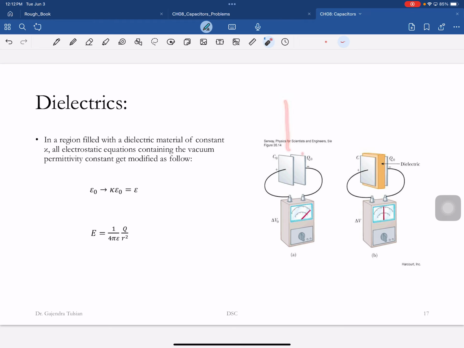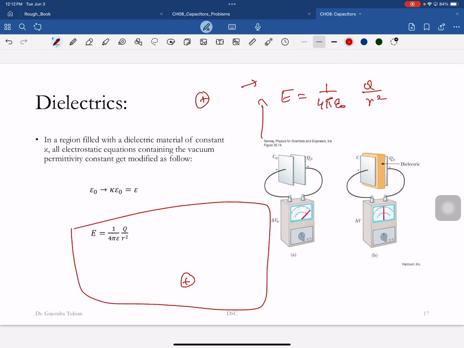Okay, so if you had a point charge in vacuum, the electric field is given by 1/4 pi epsilon naught Q over R squared. This is the electric field around that. Now, if you have a positive charge inside a piece of plastic, the electric field here is given by 1/4 pi epsilon Q over R squared. That's what we're saying.